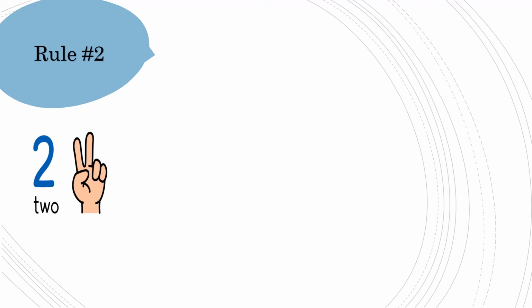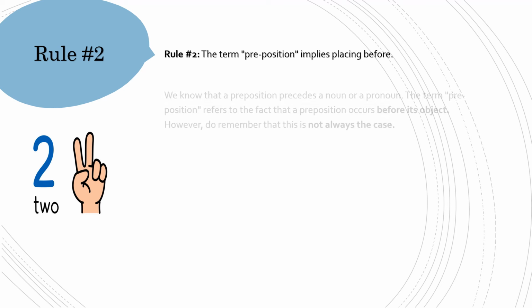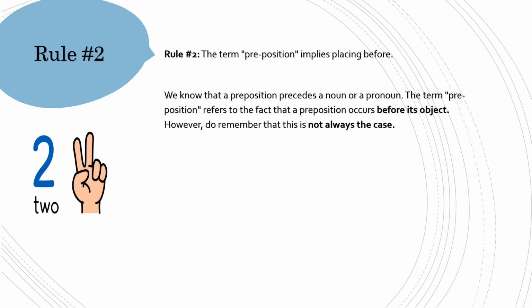Rule number 2, the term preposition implies placing before. We know that a preposition precedes a noun or a pronoun. The term preposition refers to the fact that a preposition occurs before its object. However, do remember that this is not always the case.